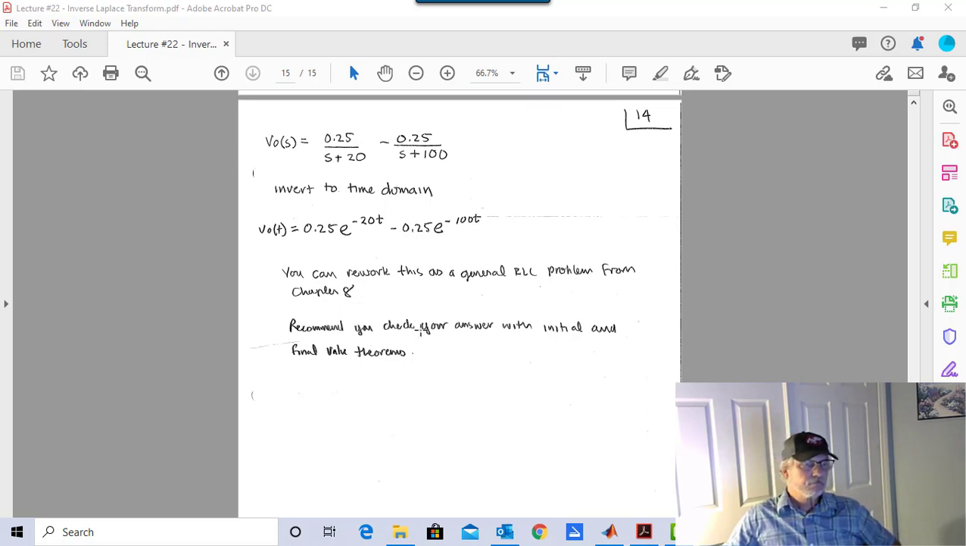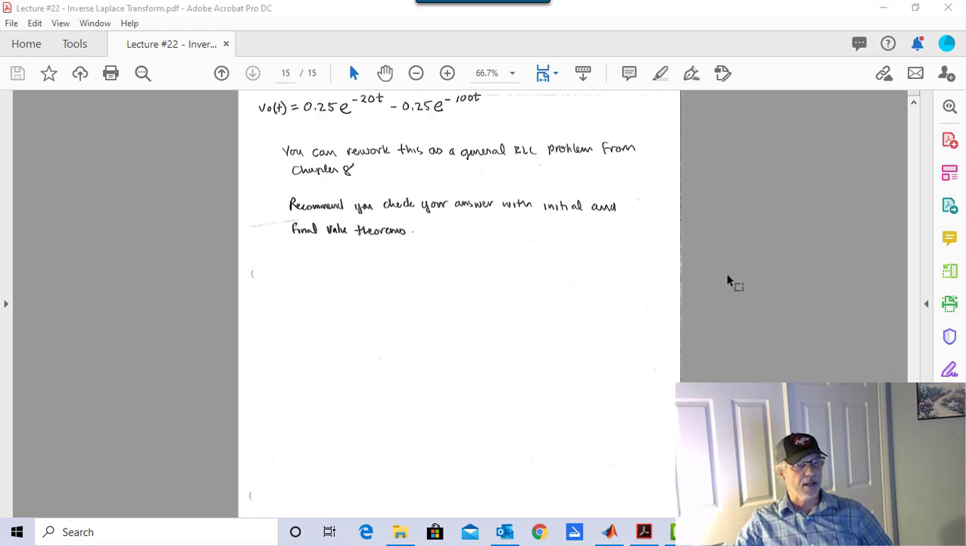I would recommend on this problem that you check your answer with the initial and final value theorems. Or remember that when we started the problem, we just looked at the circuit and said, hey, we know what it's going to do at time equals 0 and time equals infinity. Go see if this gives you the same answer. If you really want to study for the final, work this problem as a general RLC problem from Chapter 8.